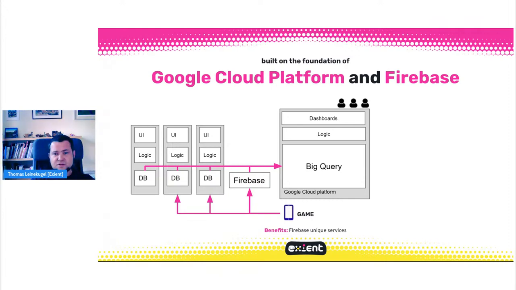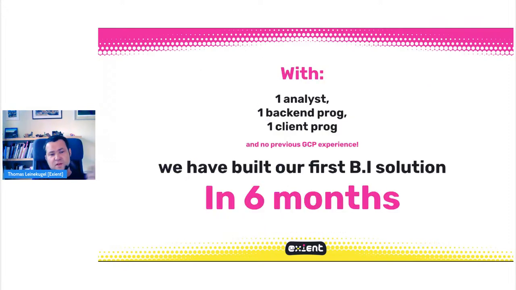So Exient in the past already had a platform based on another cloud provider. So why did we pick Google Cloud Platform? And the answer is pretty simple, Firebase. Firebase is the answer, and this for two reasons. The first one is it's offering unique services that the others were not offering and that we were really keen to use. And also Firebase proves Google's deep understanding of the mobile business. So we knew that basically they would continue in that direction and we could trust them in the long term. Okay, so let's get started. You put one analyst, one backend programmer, one client programmer. Unfortunately, none of them had any previous experience with Google Cloud. But that was a pretty serious team, pretty senior team, sorry.